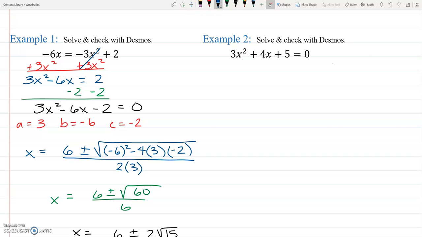This is the second part of solving quadratics using the quadratic formula. Okay, so we did example 1. Example 2 gets its own video because it's awesome. Okay, but here we go.